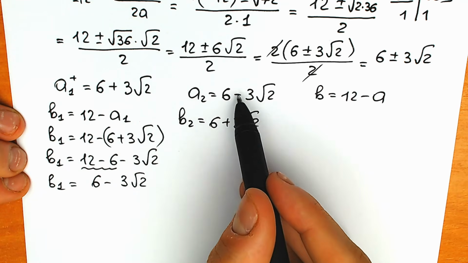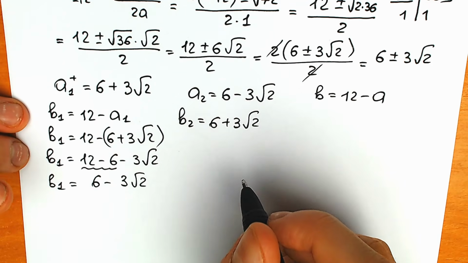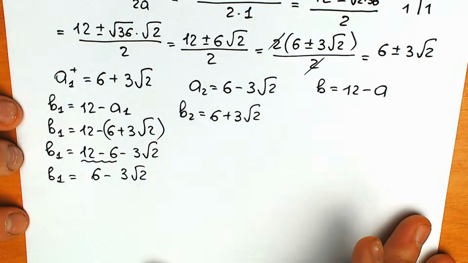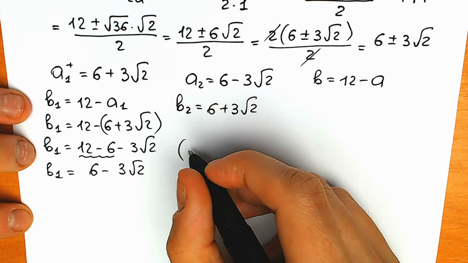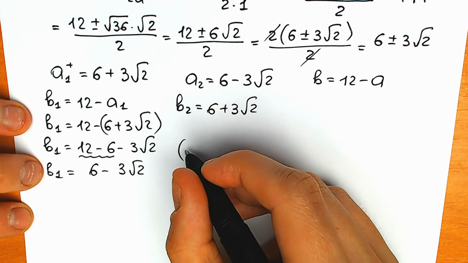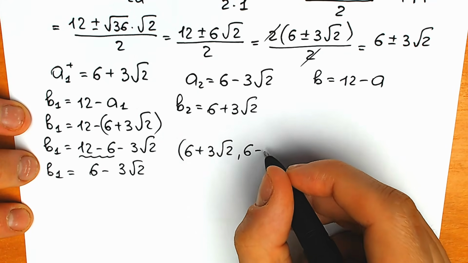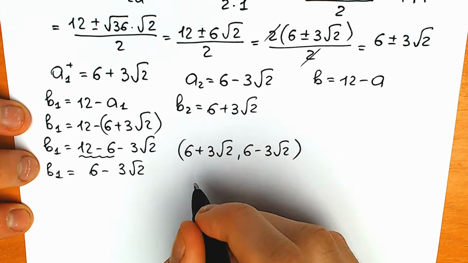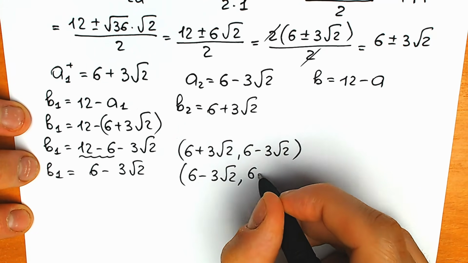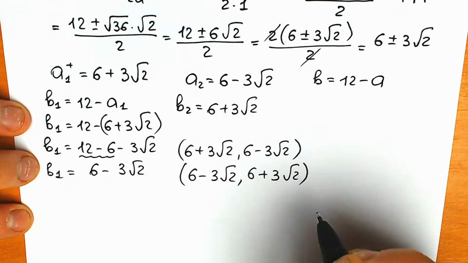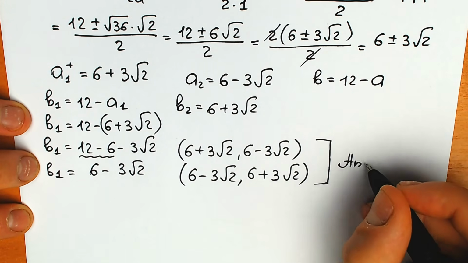So that's why we have minus plus right here, plus minus. So let's write our final answer to this question, and in the end, let's check our roots. Our first root equal to a first, b first, so 6 plus 3 square root of 2, and 6 minus 3 square root of 2. And second pair, 6 minus 3 square root of 2, and 6 plus 3 square root of 2. And we can write that this is our answer. This is our answer to this question.